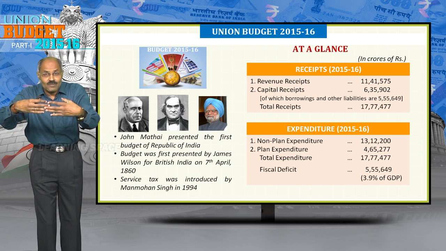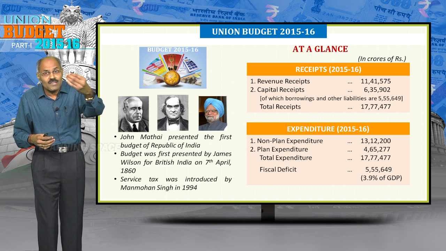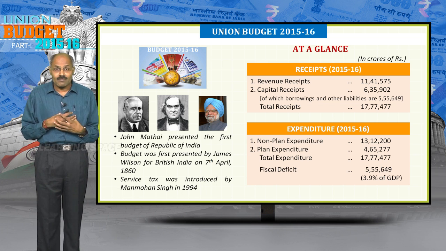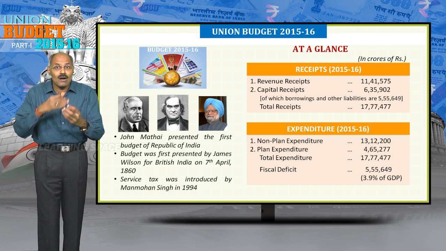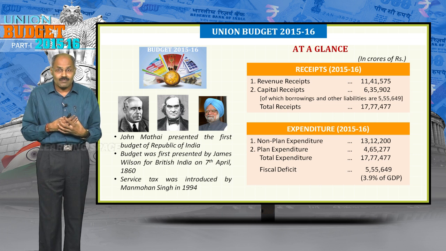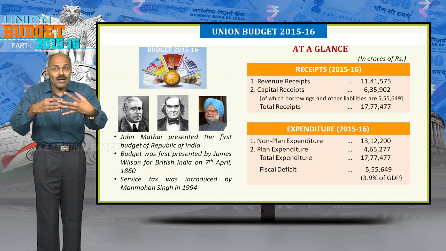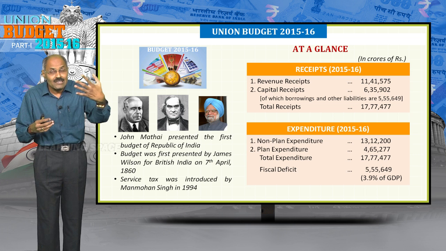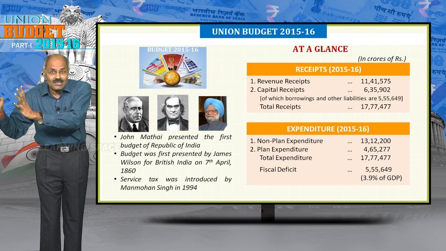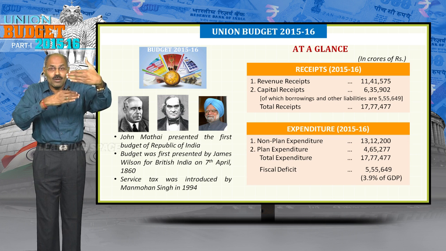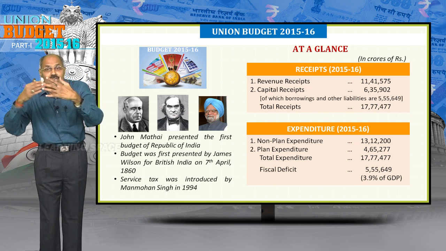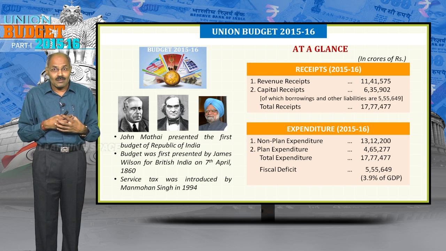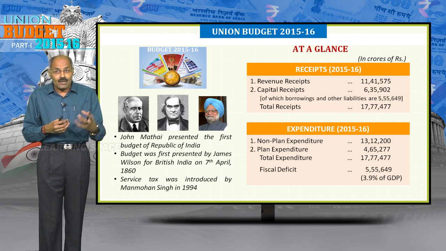Next one is capital receipts. Most of these capital receipts come from borrowing from the public. Government every year borrows a lot of money. During the year 2015-16, government is going to borrow 6 lakh crore rupees, and after adjustments, the net borrowing of the government comes to 5,55,649 crores. So, government is going to borrow 6 lakh crores from the market, and the total including borrowing and government's receipts put together comes to 17,77,477 crores of rupees.